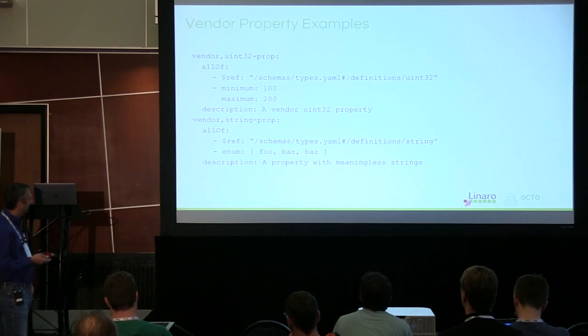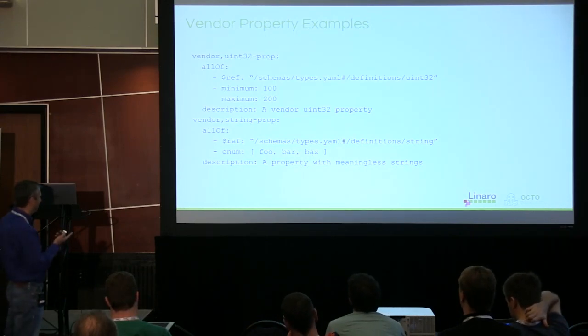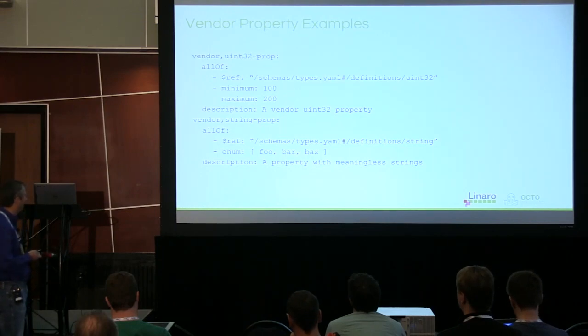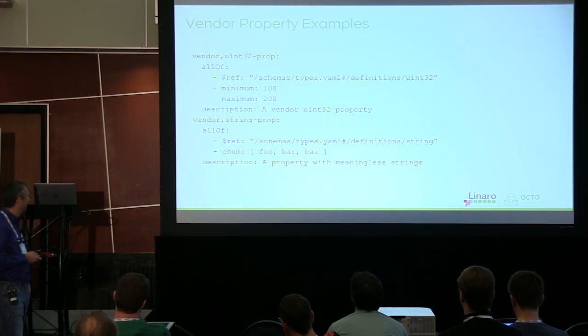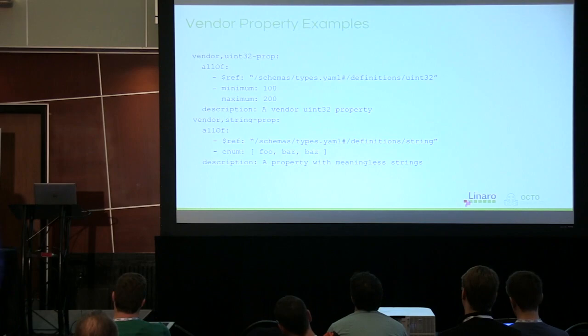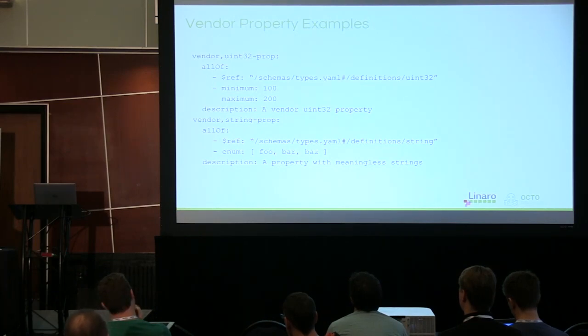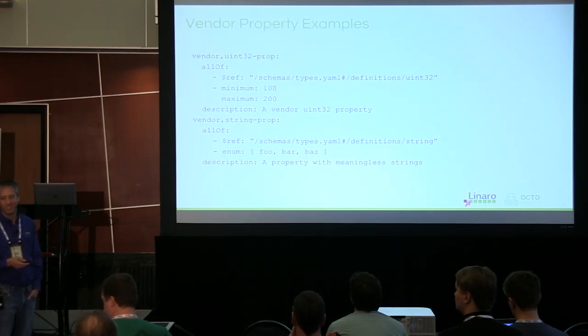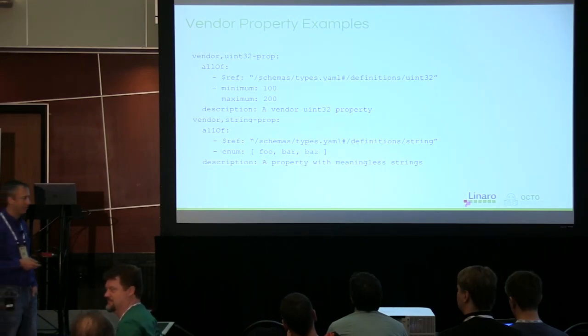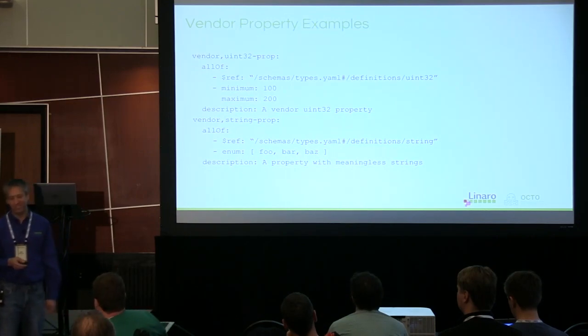And then the meta schema requires that vendor properties have descriptions. So we have a description here. And then a string property is very similar. There's many more examples in both the kernel schema that I've converted and in the YAML bindings project. Questions on this? This is the guts of what people have to write.